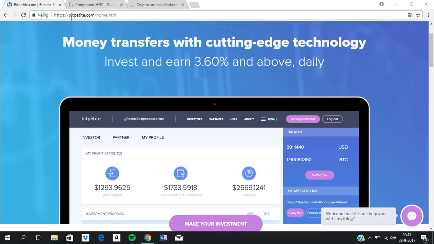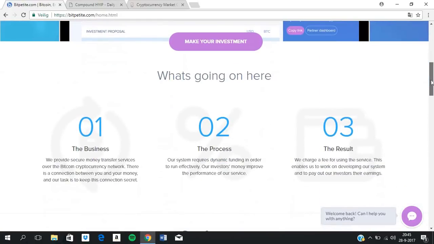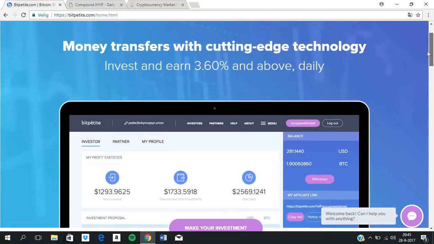First of all, this is their website, bitpetite.com, and it says money transfers with cutting-edge technology. But to be honest, I don't know what they mean by that, because I didn't look this up, and I really think that this is not their main goal. This is their main goal: invest and earn 3.6% and above daily, and especially daily. That's what's very important for me. Let me see what this website says.